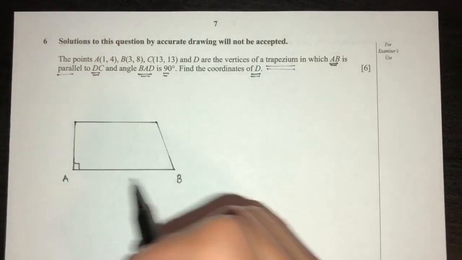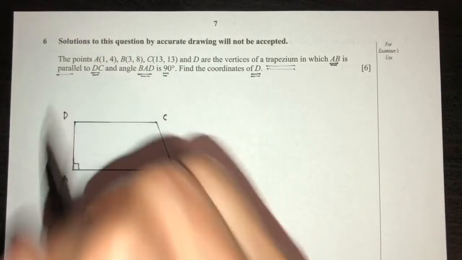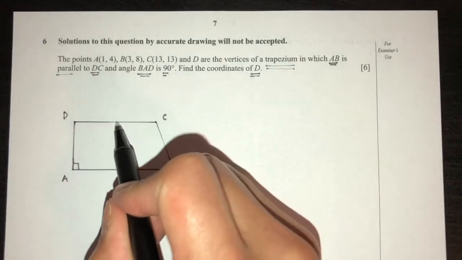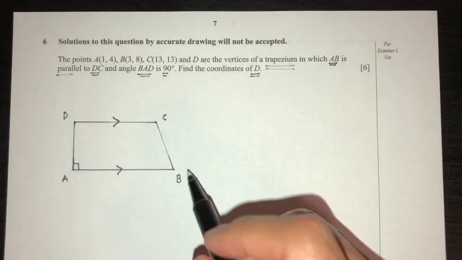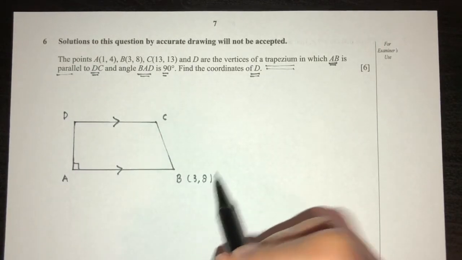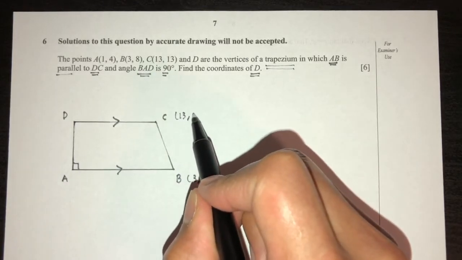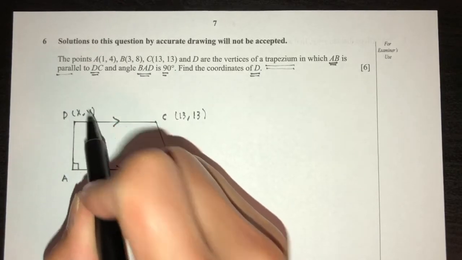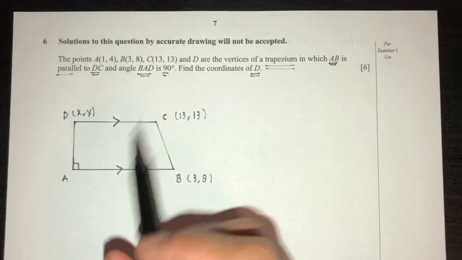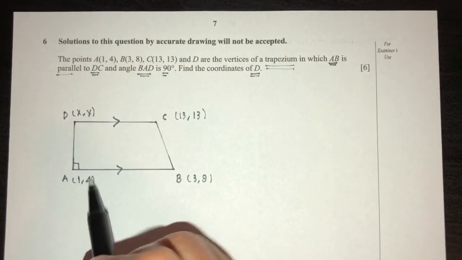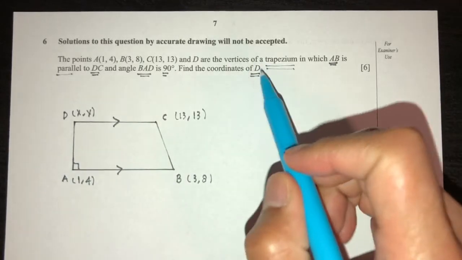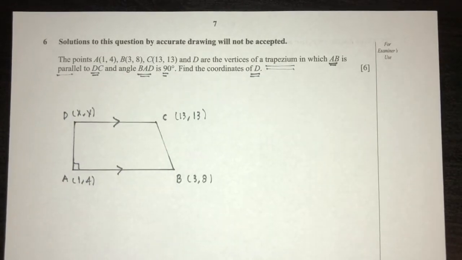So BAD is 90, and we have AB is parallel to DC. Then we have the points: B is 3, 8, C is 13, 13, D we don't know, x, y, and A is 1, 4, for example. So this is not the exact shape. It is approximately something like this, so you can understand what's happening. Now we have to find the value of D. So how can you find D?